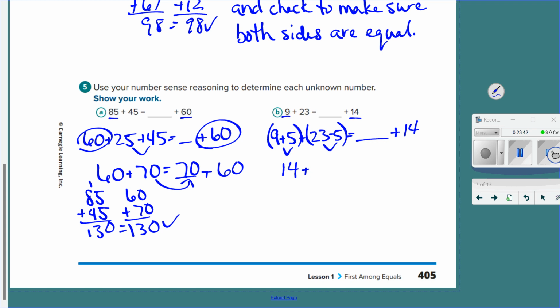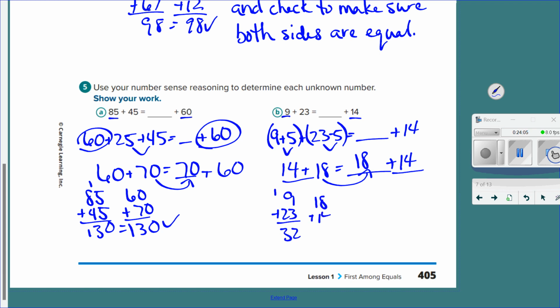I said 3, but I meant 23. Plus minus 5 gives me 18. So I now have my plus 14 on both sides. My blank is going to be 18. Let's go back to our original and check it. 9 plus 23 gives me 32. 18 plus 14 gives me 32. Does 32 equal 32? Yes.